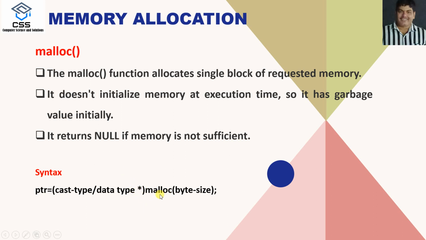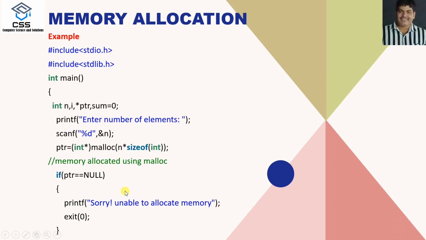star mark. Then malloc, and the space consumed by the data type, meaning the byte size. Suppose the number of elements is n and the element size is 2, then the byte size is n into 2. But in case of calloc, it is n comma 2. N into 2 is one argument in malloc, n comma 2 is the two arguments in calloc. Otherwise malloc and calloc are the same.